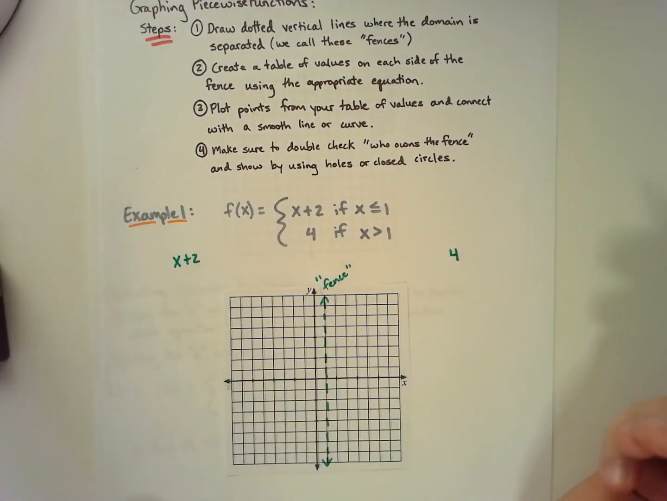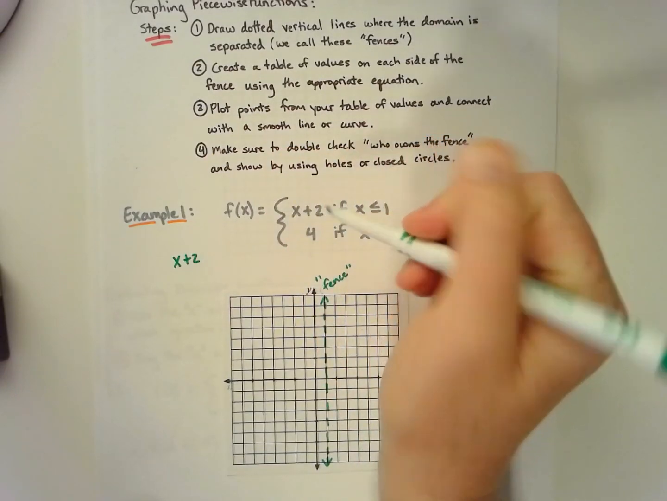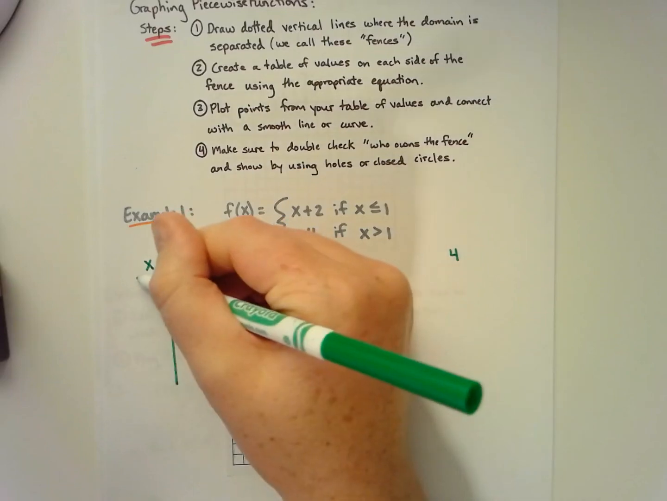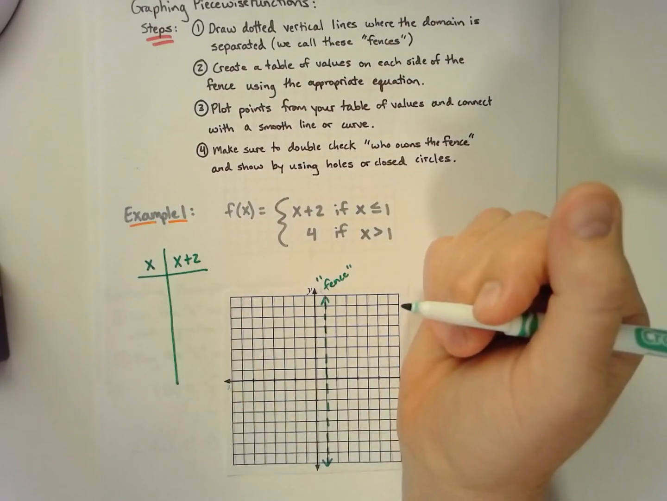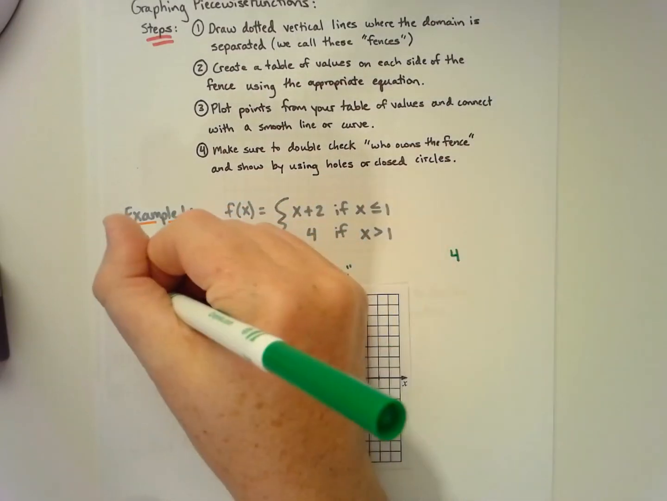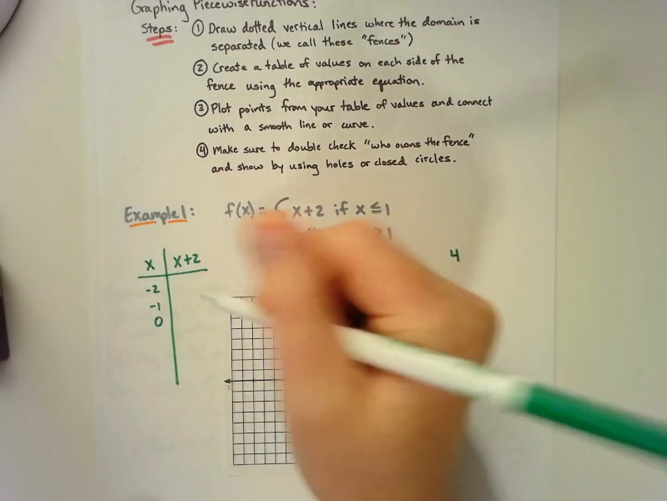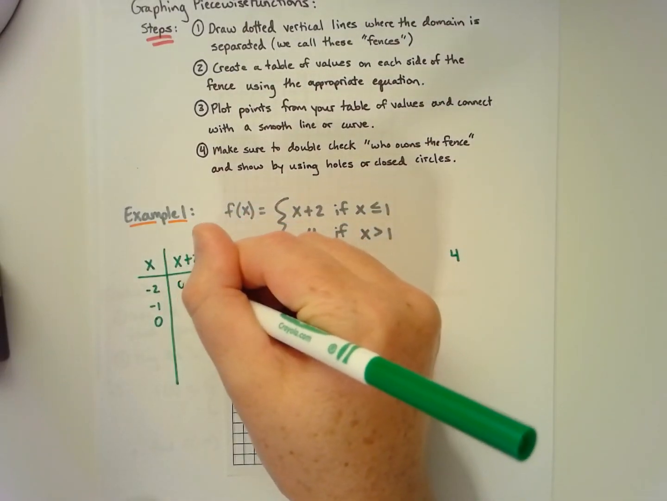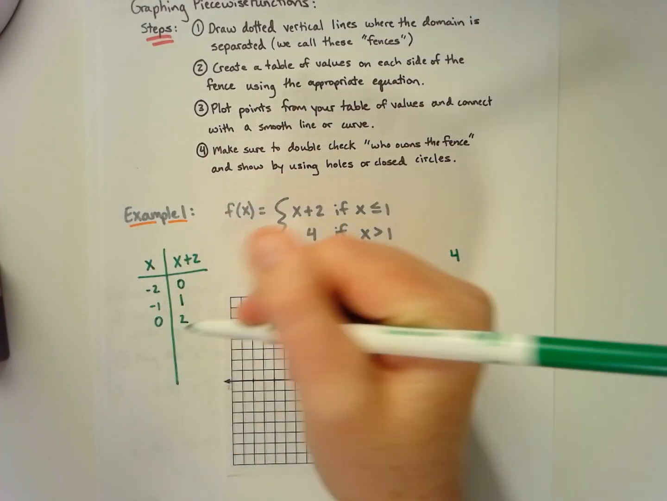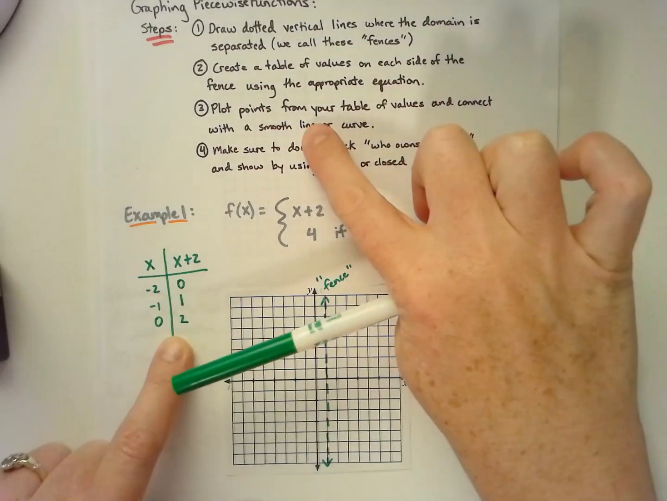So if x plus 2 is my function, that's y equals x plus 2. Remember that. We're going to plug in some values of x, and our y value will be x plus 2. And we don't need a whole bunch of values because that's just a line. So let's just try -2, -1, and 0. So -2 plus 2 is 0. -1 plus 2 is 1. And 0 plus 2 is 2. And then we're just going to plot those points because that's our next step in our process here.